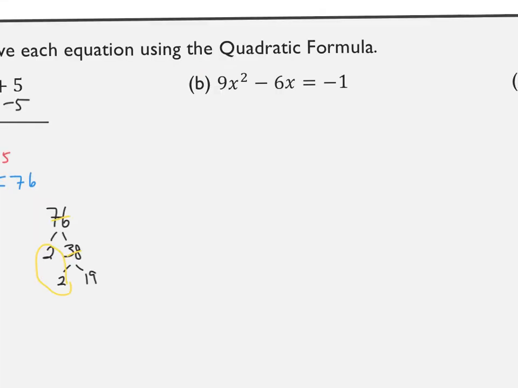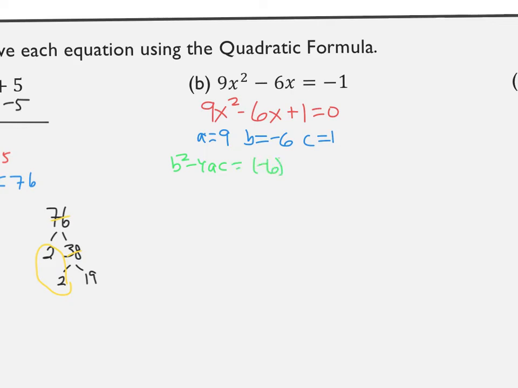If we look at letter B, we're going to do the same process. First question, does the equation equal 0? In this case, no. So we're going to add the 1 to the other side. So 9x squared minus 6x plus 1 equals 0. Now we're going to identify A, B, and C. A is 9, B is negative 6, and C is 1. Remember to find the discriminant next, b squared minus 4ac. So negative 6 squared minus 4 times 9 times 1, and that gives us actually 0.